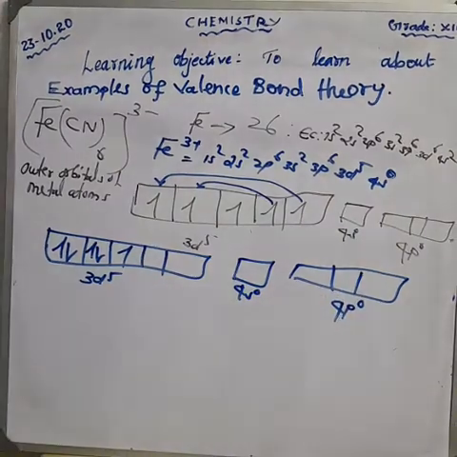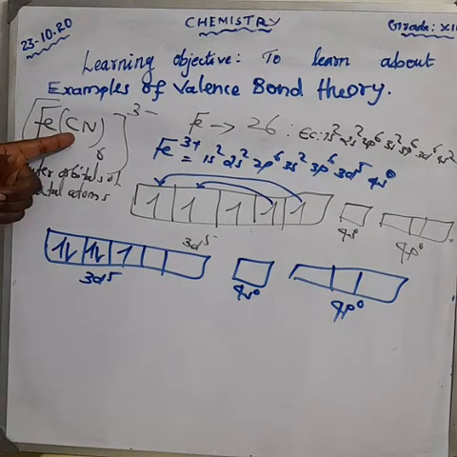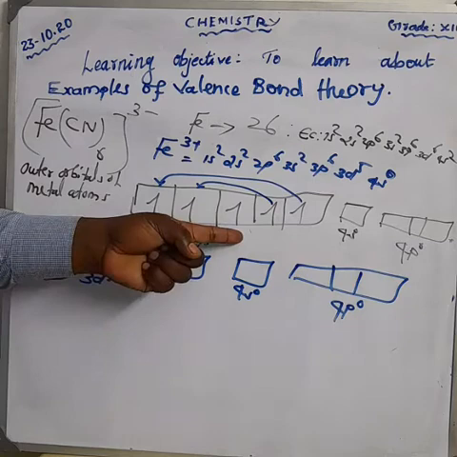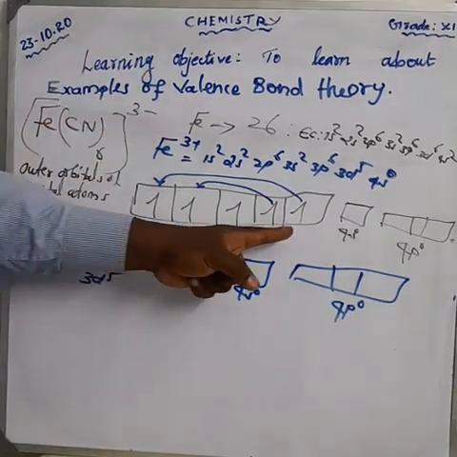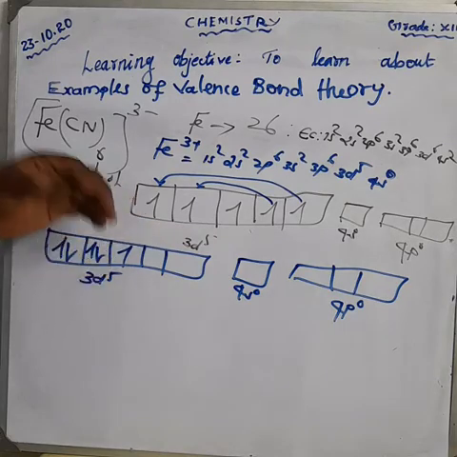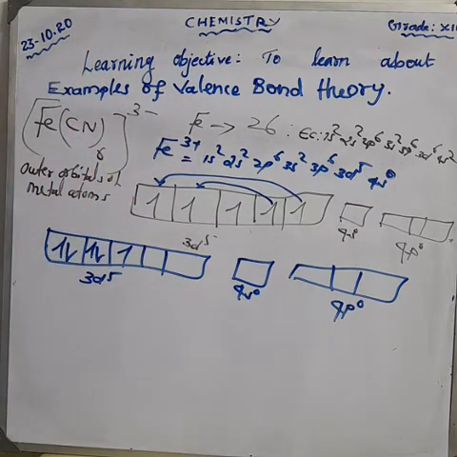Anyhow, it is a powerful ligand. CN is a strong field ligand, causing pairing in the 3d. It pushes the electrons, so pairing takes place here.